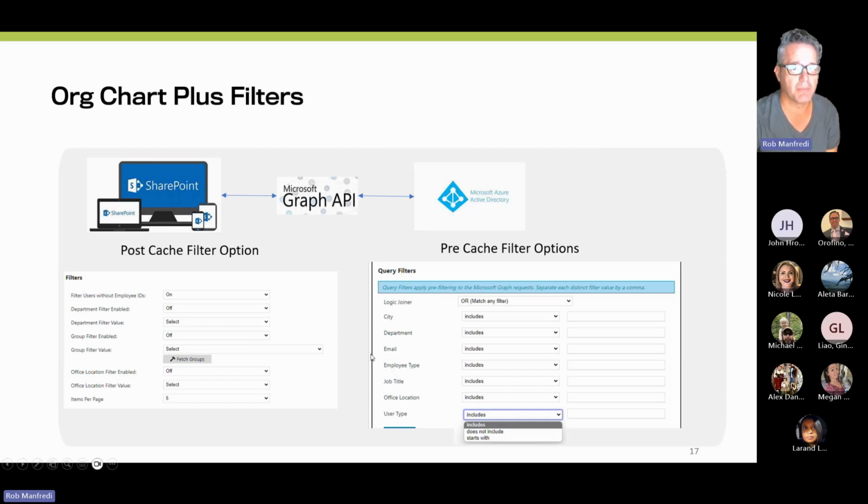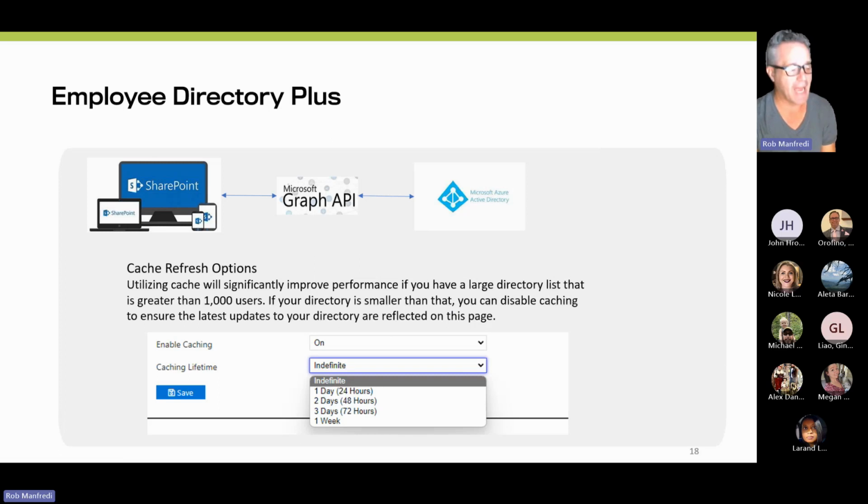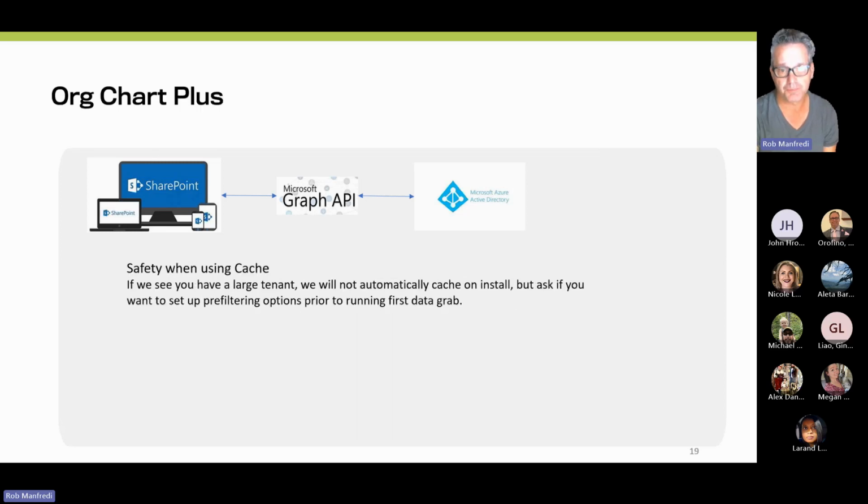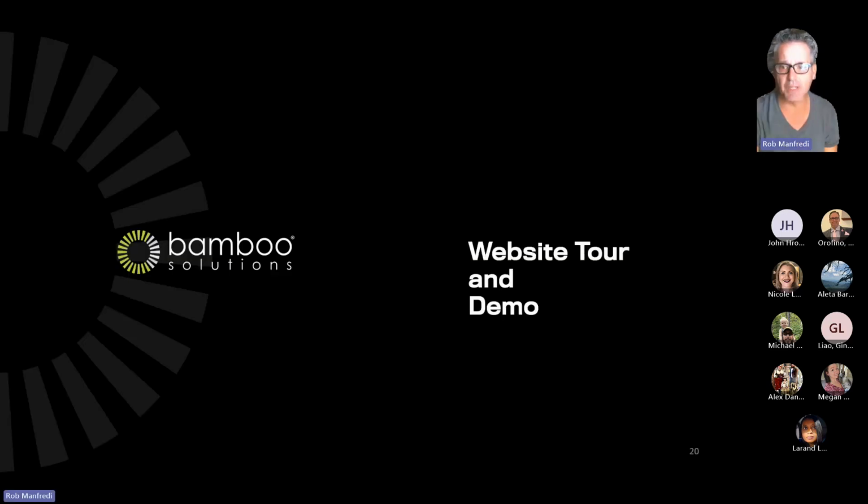So really, some things that allow you to get to the set of data that makes the most sense for that instance of Org Chart Plus. We're caching that data, so responsiveness is very quick, but you can actually have that cache reset on a time interval and the like.